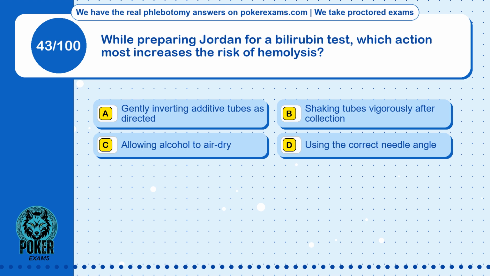Question 43. While preparing Jordan for a bilirubin test, which action most increases the risk of hemolysis? Option A. Gently inverting additive tubes as directed. Option B. Shaking tubes vigorously after collection. Option C. Allowing alcohol to air dry. Option D. Using the correct needle angle.